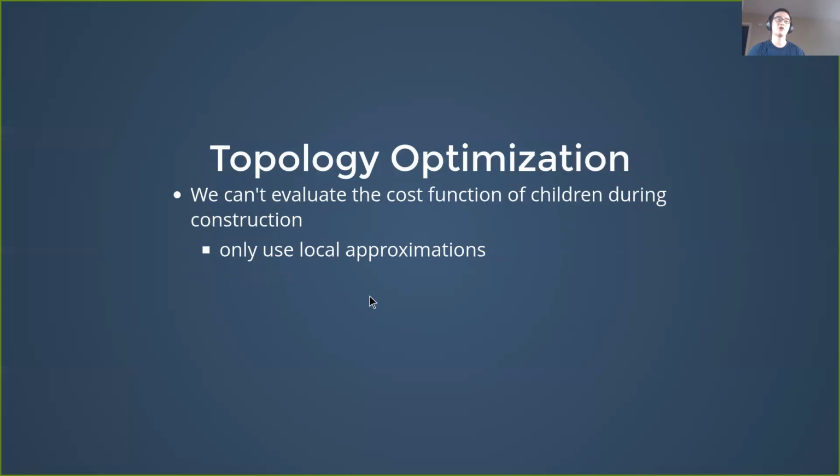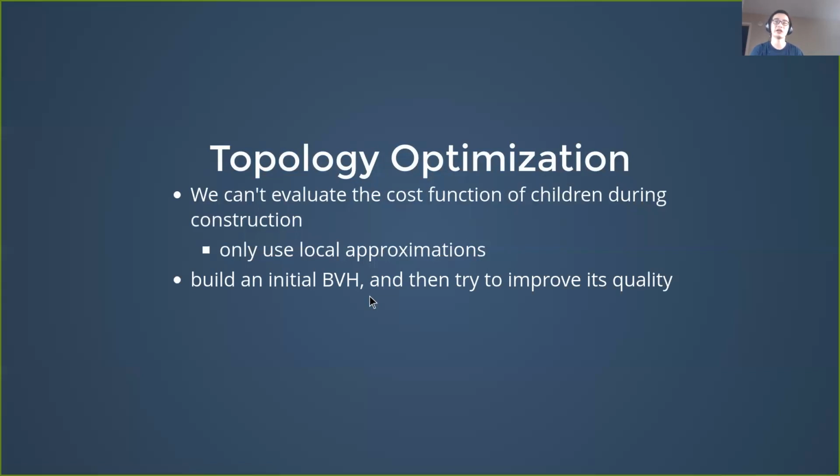As I said before, we will not talk about linear BVH because I didn't totally understand that part of the paper. So after we construct a BVH, the next step is we need to perform some optimization for it because we can't evaluate the cost function of children during construction. So we use some kind of local approximation, but we can always build an initial BVH and then try to improve its quality.